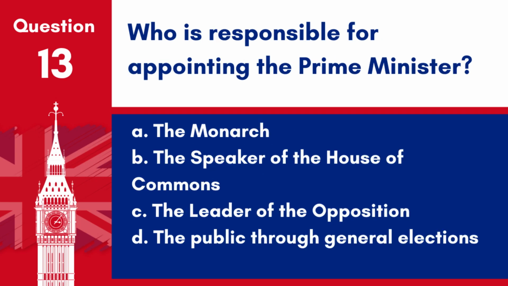Question 13. Who is responsible for appointing the Prime Minister? A. The monarch. B. The Speaker of the House of Commons. C. The Leader of the Opposition. D. The public through general elections. Answer: A. The monarch. The monarch is responsible for appointing the Prime Minister.